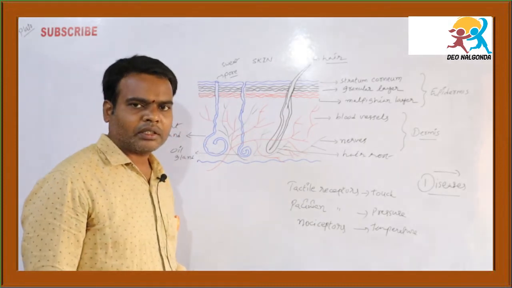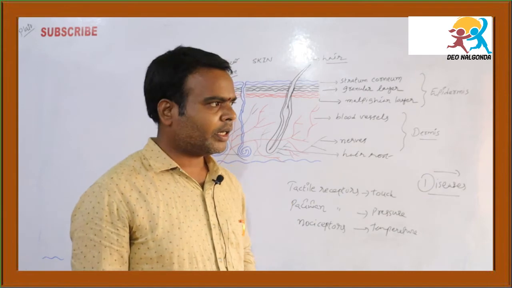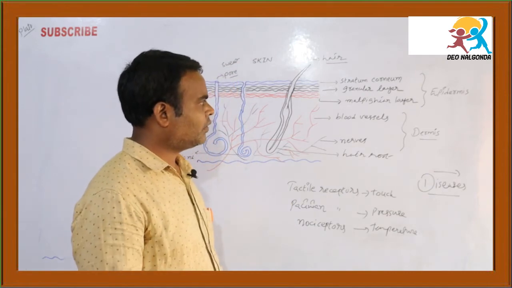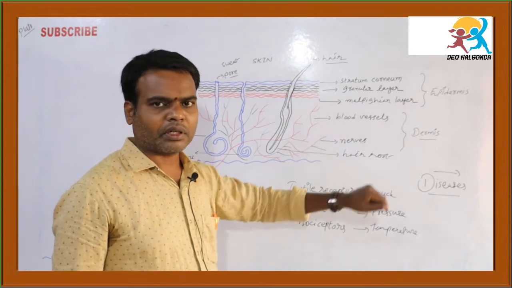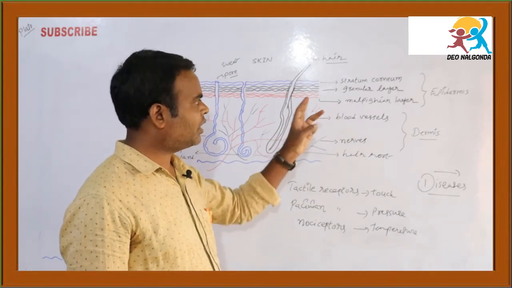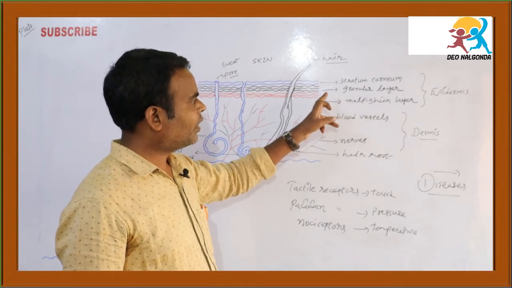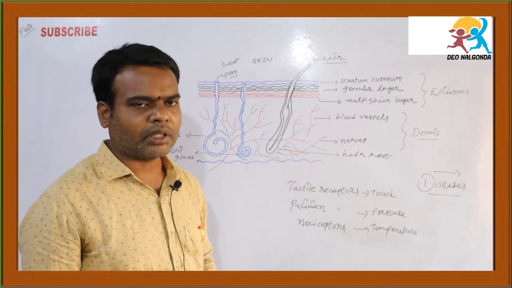It is the largest organ in the human body, and the skin contains two layers. One is the epidermis and the other one is the dermis. The epidermis contains three layers. Those three layers are the stratum corneum, just below that the granular layer, and finally the Malpighian layer.